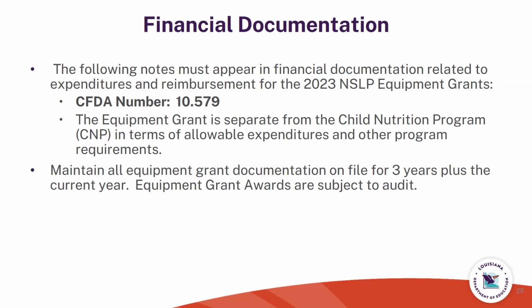The following notes are going to appear in the financial documentation related to the expenditures and reimbursement for the 2023 grant. It includes the CFDA number of 10.579. An equipment grant is separate from CMP in terms of allowable expenditures and other program requirements. Please make sure you maintain all equipment grant documentation on file for 3 years plus the current year. Those equipment grant awards are subject to audit, which is discussed in the next slide.